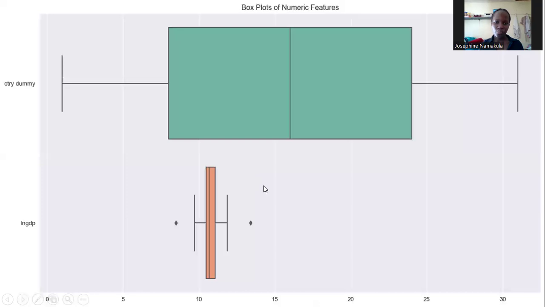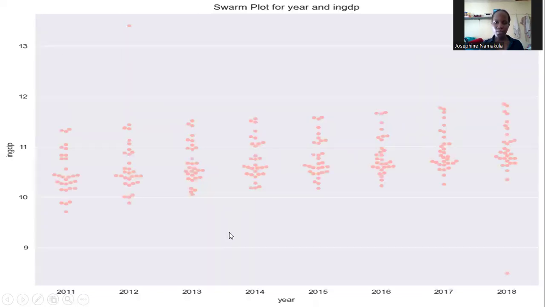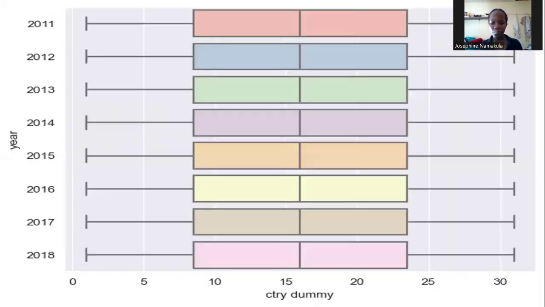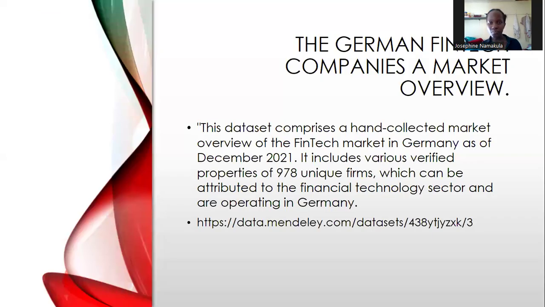We can see in GDP, it had some outliers. So when I move to the next slide, I find a swarm plot. You can see. So when I move to the next slide, this is a pair plot. I find a box plots again from the same data set.